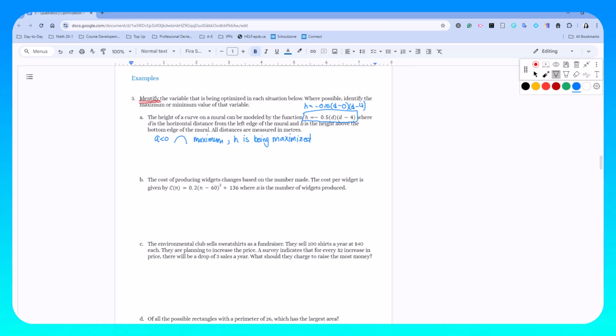Now, the cost of producing widgets, and here, this is what I'm talking about, where we want to minimize cost. And we know this is a minimum because the cost per widget is given by C of n, which equals 0.2 times this. And notice this is in vertex form. Well, because the a value is greater than 0, it opens up and we have a minimum, and that's what we want. We want a minimum value. In this case, the cost, which is C of n, is being minimized. And when you're producing things, you always want to minimize costs.